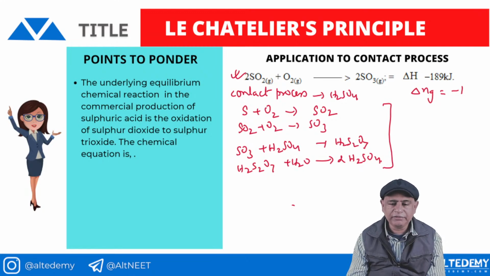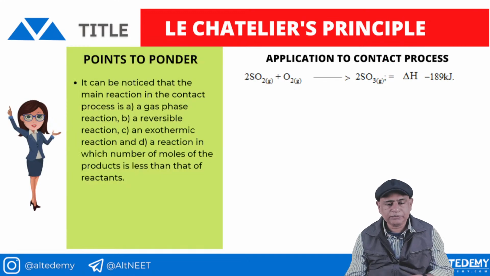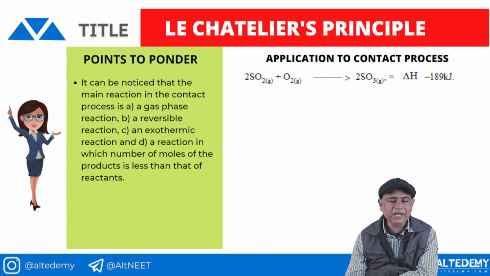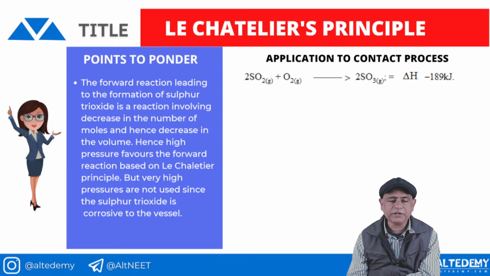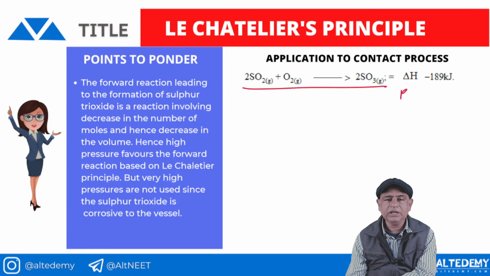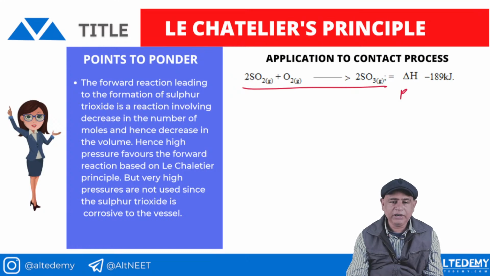And in this contact process, we have this reaction about which we are analyzing the equilibrium. It can be noticed that the main reaction in the contact process is a gas phase reaction, a reversible reaction. It is an exothermic reaction, and a reaction in which the number of moles of the product is less than that of the reactant. The forward reaction leading to the formation of sulfur trioxide involves a decrease in the number of moles and hence a decrease in volume. Hence, high pressure favors the forward reaction based on Le Chatelier's principle. If for this particular reaction we apply high pressure, then the reaction will move in the forward direction, right?